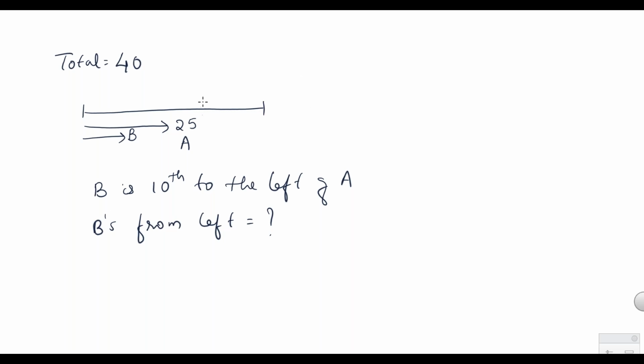Now let's take this. Total number of people up to A is 25. If I come back this side and subtract 10 from this, 25 minus 10, so if I subtract 10 people this side, excluding A, up to here I have both A and B.